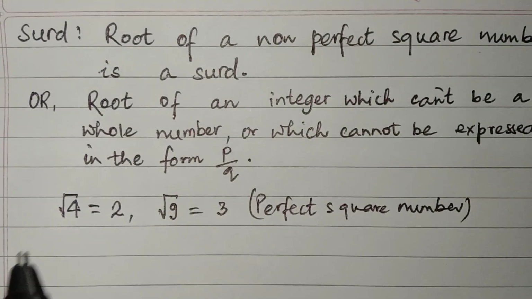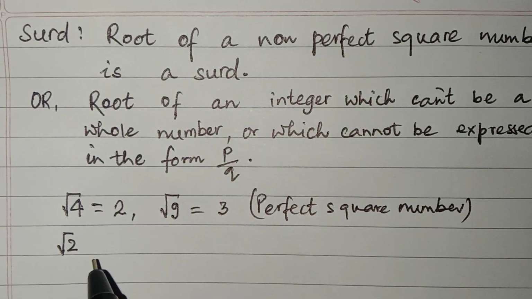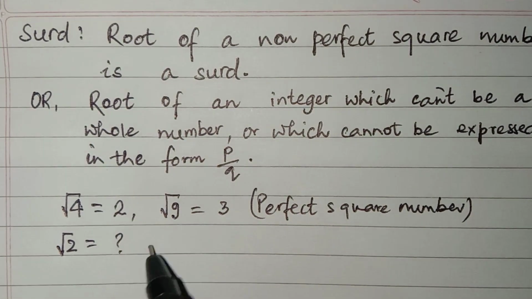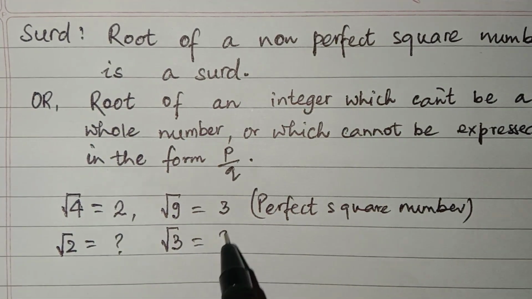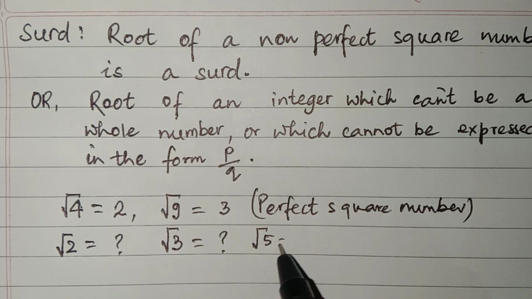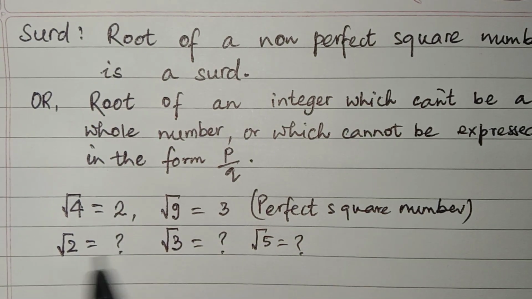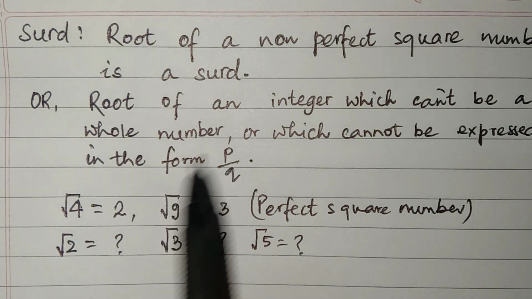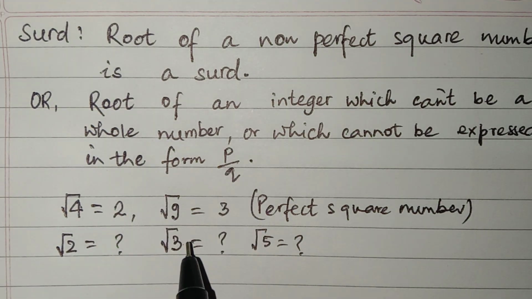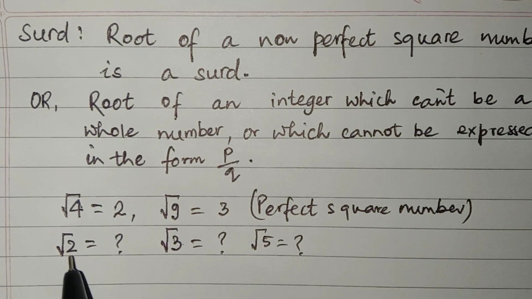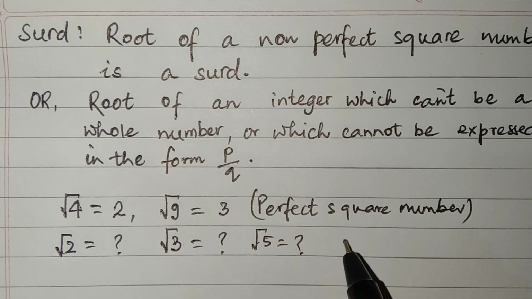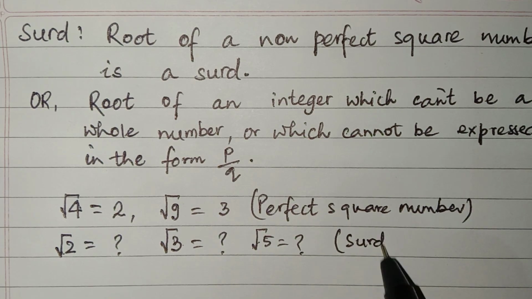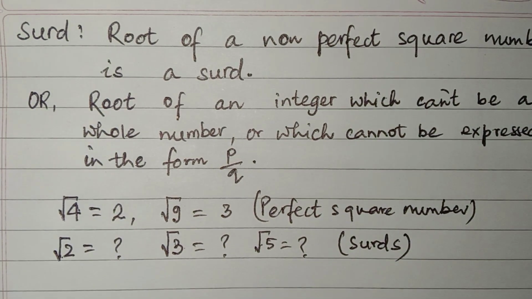And what is root 2, what is root 3, what is root 5? The roots of these numbers cannot be whole numbers, and these numbers can't be expressed in the form of p upon q. So the roots of these numbers are the surds. These are surds. I hope you understood here.